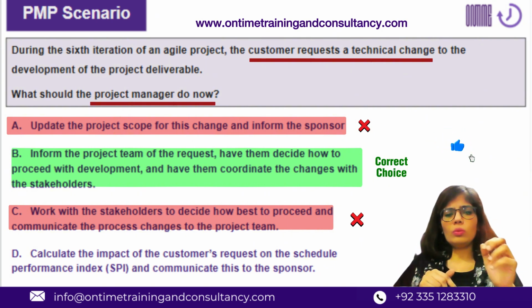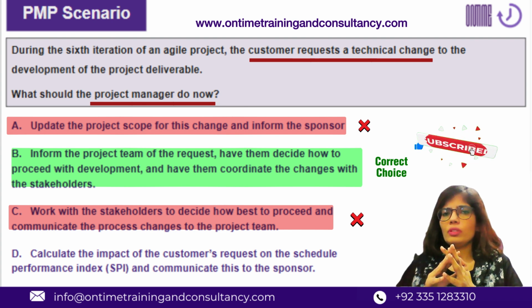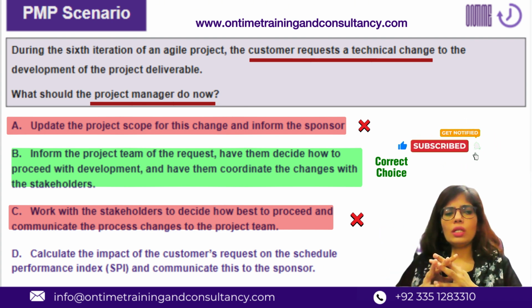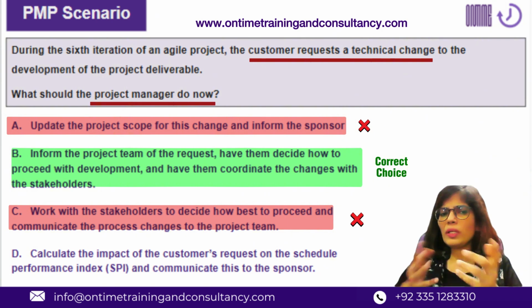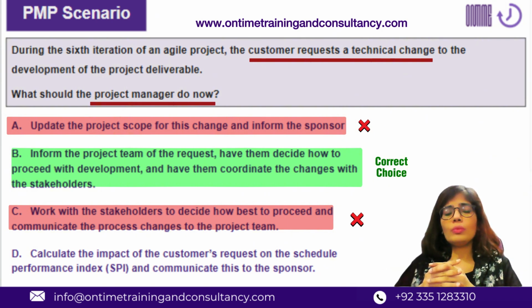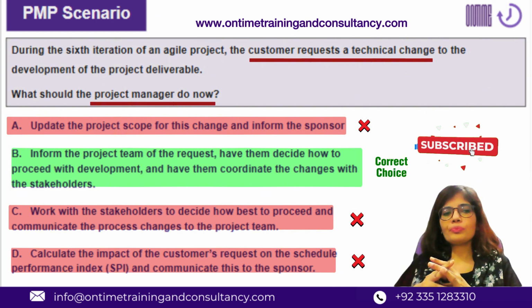Option D is just a distractor. Option D talks about calculating the impact of customer request, the CR, on the SPI, schedule performance index. Schedule performance index is a metric in earned value management in the predictive or hybrid mindset. So this doesn't really apply over here. So this is just out.